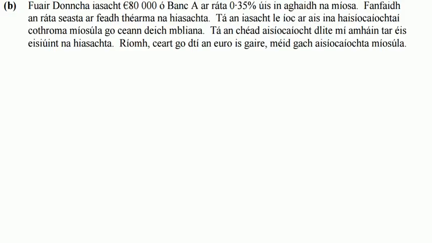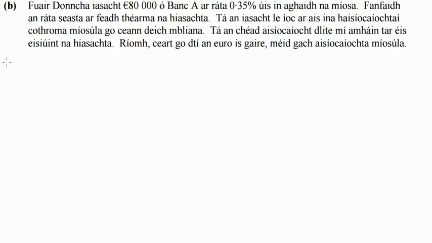Part B. Donna borrowed €80,000 at a monthly interest rate of 0.35%, fixed for the term of the loan from Bank A. The loan is to be repaid in equal monthly repayments over 10 years. The first repayment is due 1 month after the loan is issued. Calculate correct to the nearest euro the amount of each monthly repayment.